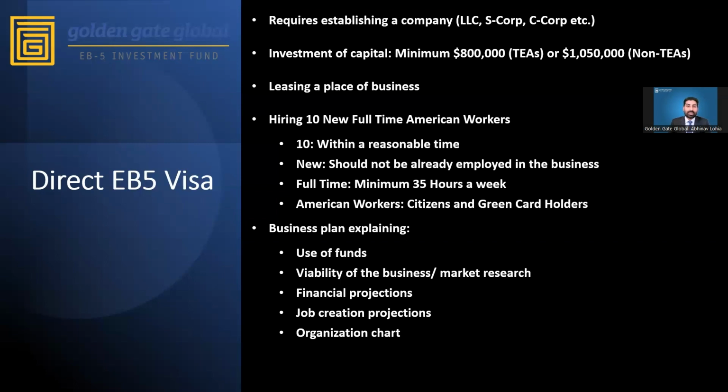These need to be full-time. USCIS defines full-time as 35 hours a week. So all your 10 workers, or 10 job positions in your entity, need to work for a minimum of 35 hours a week. And these need to be American workers. That is, they need to be citizens and green card holders. So you have to be very cognizant that whenever you're starting a business with an aim to achieve immigration benefits, that business should result in creation of 10 new American jobs. And these jobs need to be sustained till you receive your unconditional green card.